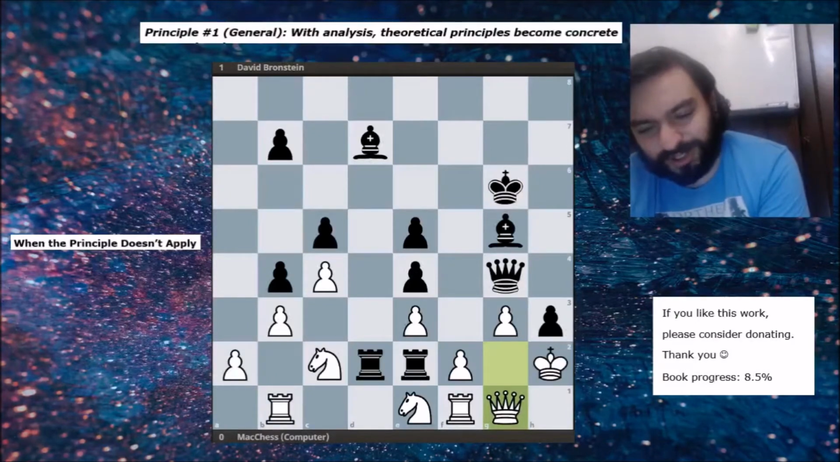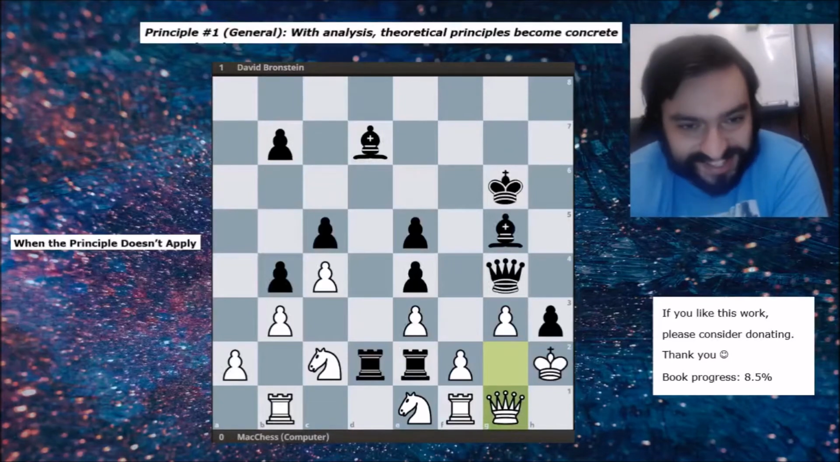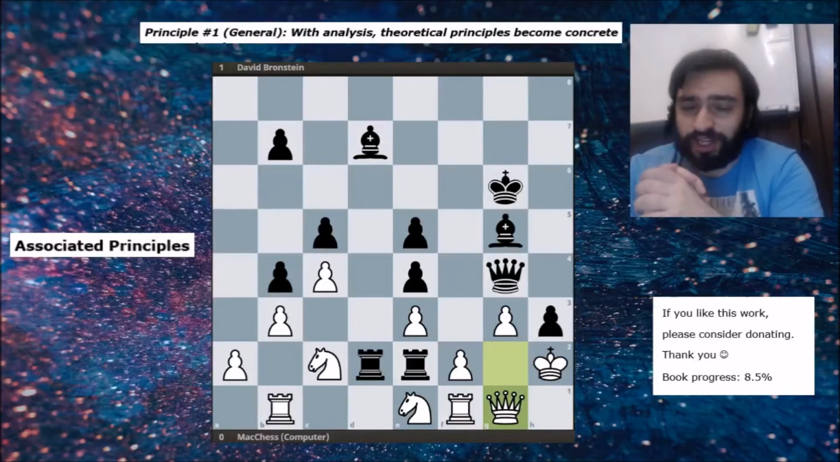Though that's actually rather rare to occur, which is another subject for another day. Alright, so that's it for the when the principle doesn't apply section. Alright, so for the associated principles.